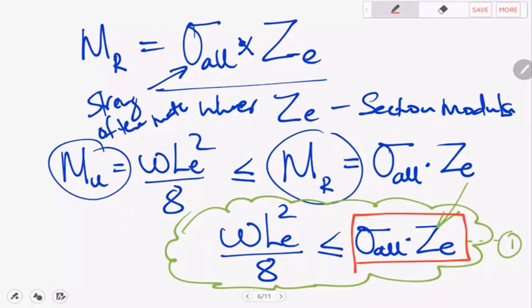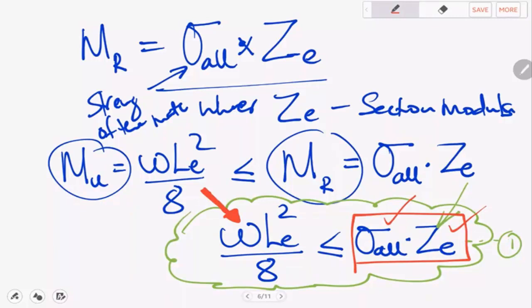Get it? But remember, what is the objective of our calculation? The objective is to calculate the maximum uniformly distributed load which can be carried by the beam. You get it? So we want to find out what is the maximum uniformly distributed load which can be carried by the beam. We've already obtained Z. We need to determine the allowable bending stress for the material.